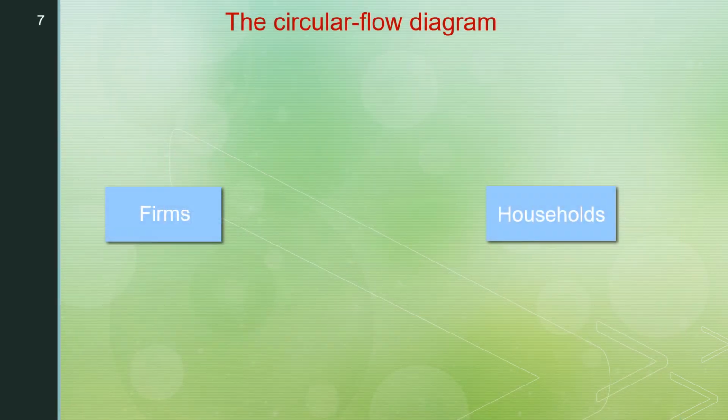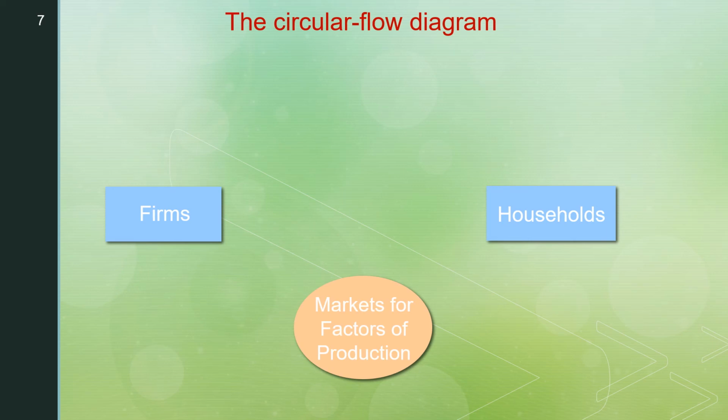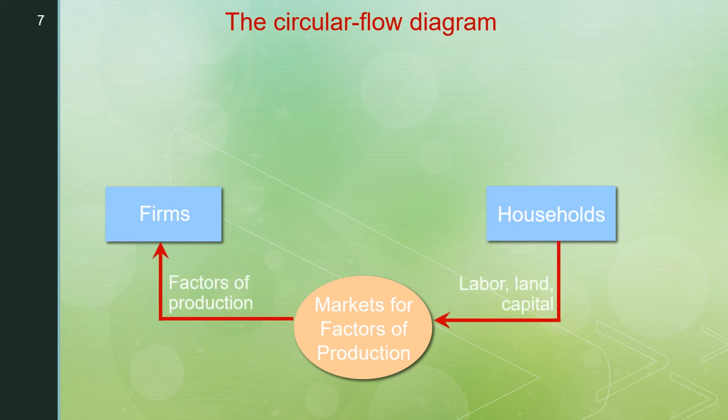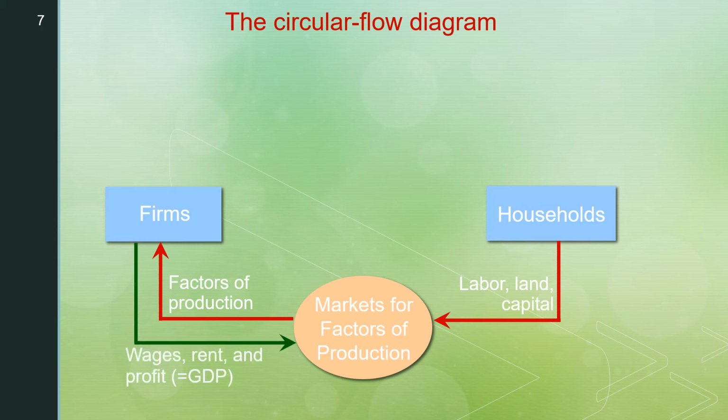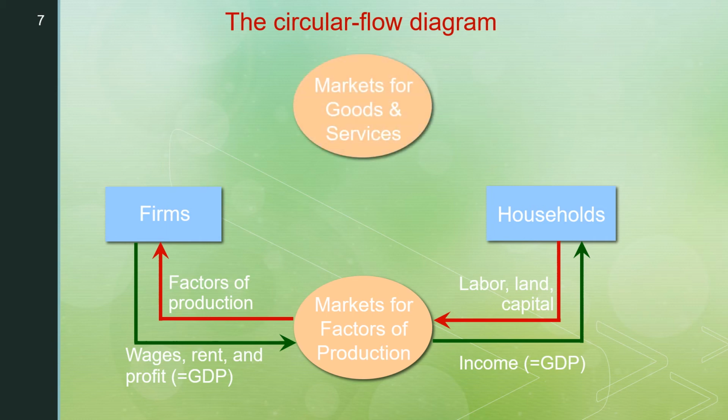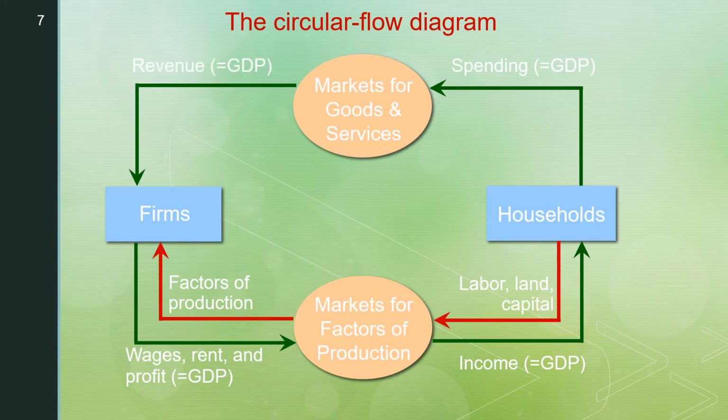Now let's draw a circular flow diagram. And we have firms and households in this simplified version of the economy. Households are going to provide labor, land, and capital to firms through the market for factors of production. In return, firms have to pay wages, rent, and profit to the households when they hire workers. Households are going to use this income to purchase goods and services, and the spending from the households will become the revenue for the firm.